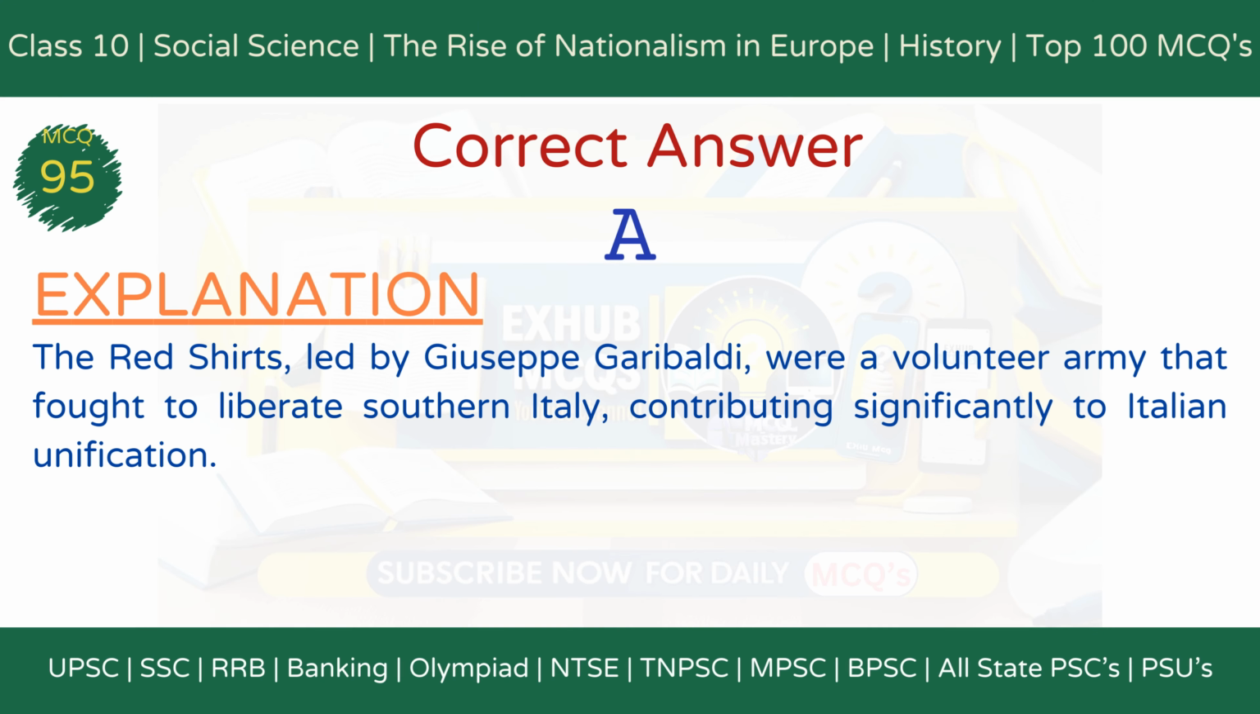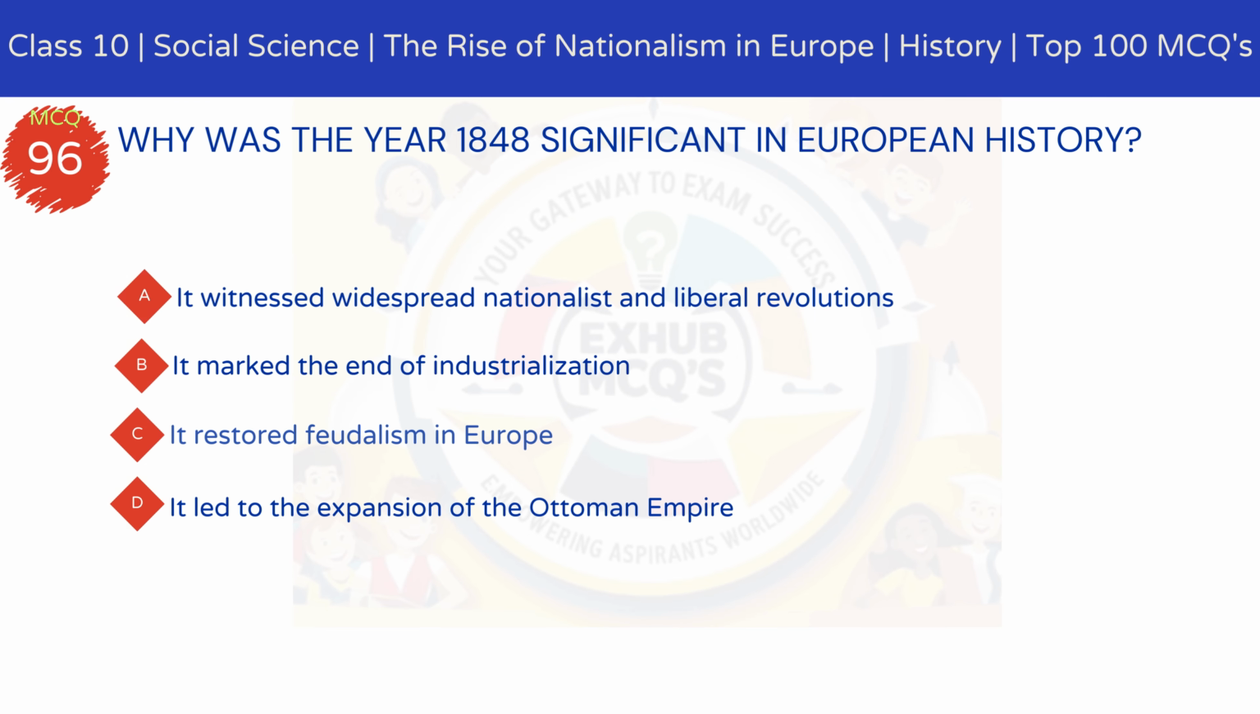The correct answer is option A. They played a key role in the unification of Italy. Explanation: the Red Shirts, led by Giuseppe Garibaldi, were a volunteer army that fought to liberate southern Italy, contributing significantly to Italian unification.